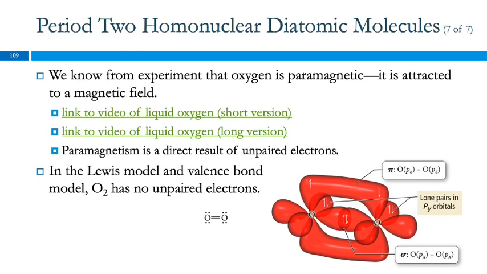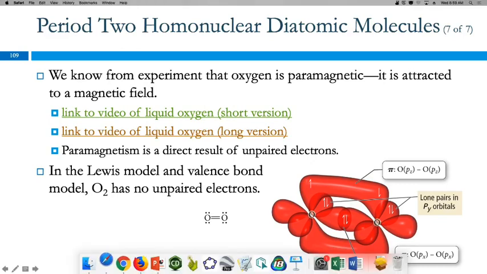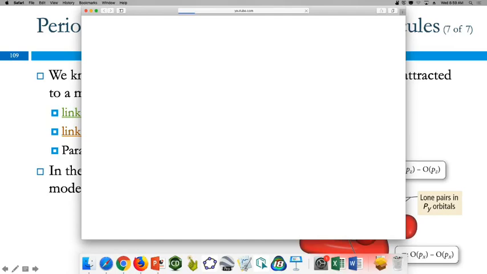So we know from experiment that oxygen is paramagnetic. It's attracted to a magnetic field. And so I actually have a video here to show you. I'm going to show you the long version, because the short version is like super short.